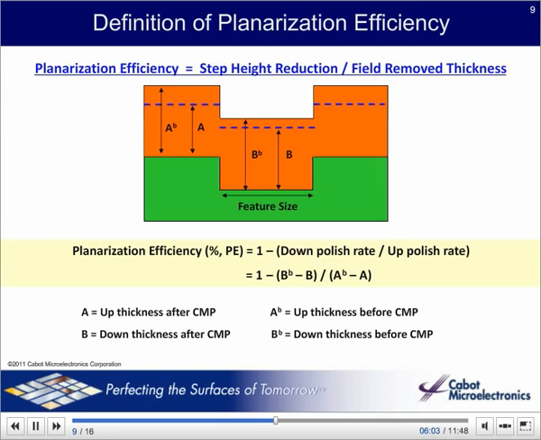If the top polish rate is high and the valley polish rate is low, the surface can easily become flat within short polishing times, so that the planarization efficiency increases. For example, if the polish rate in the valley was 0, the PE would be 100%.